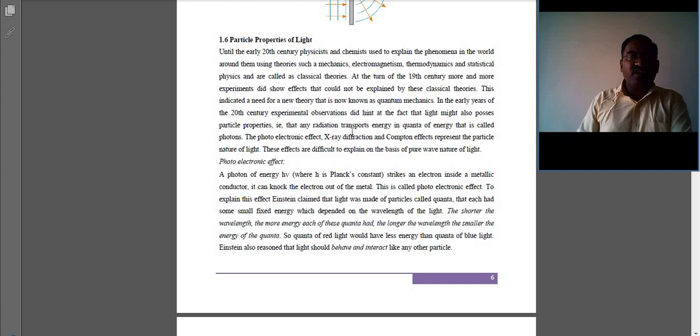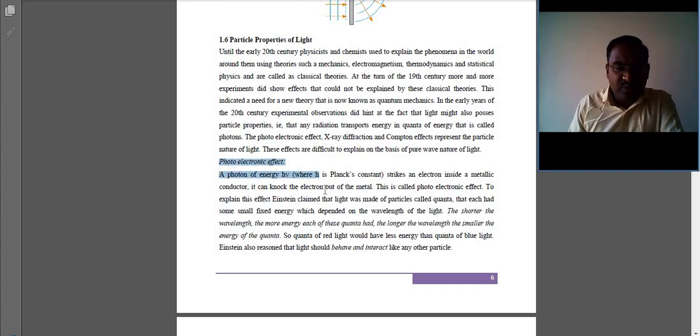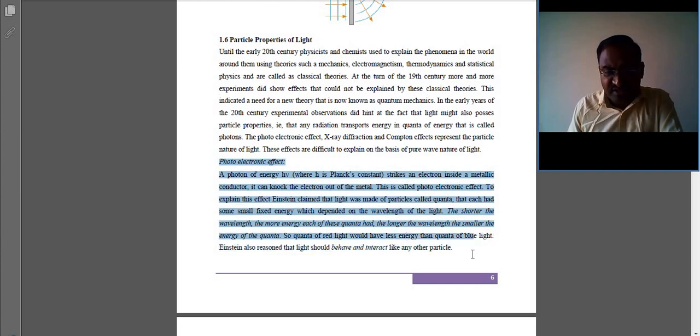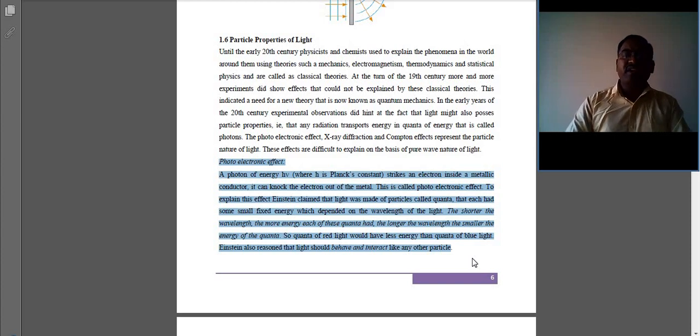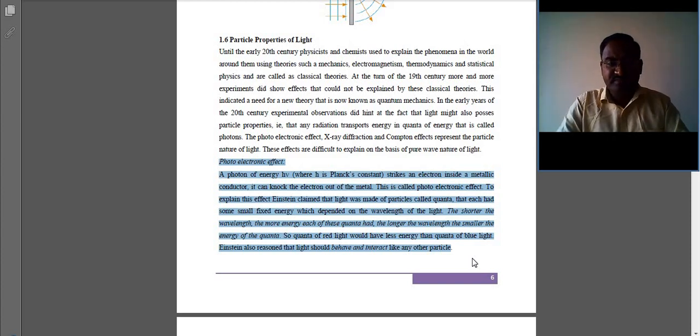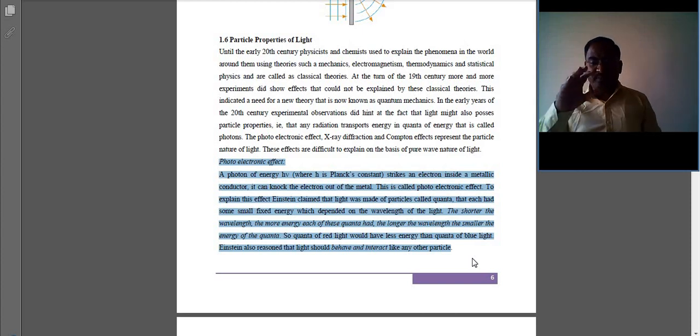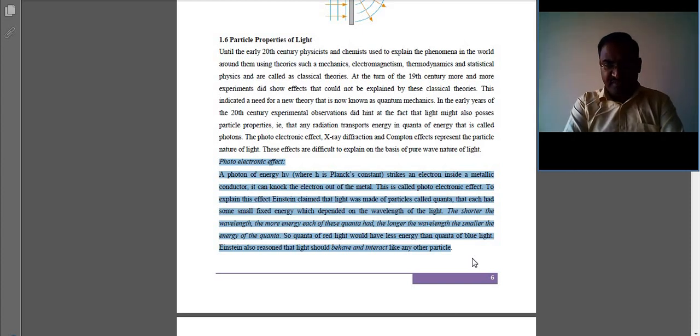Next we consider the concept of the photoelectric effect. When a photon of energy hν strikes an electron inside a metallic conductor, it can knock the electron out of the metal. That is, when light of a suitable frequency falls on a metal surface, that is called the photoelectric effect.